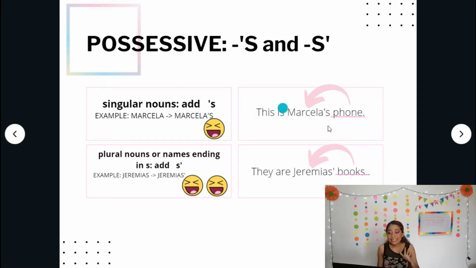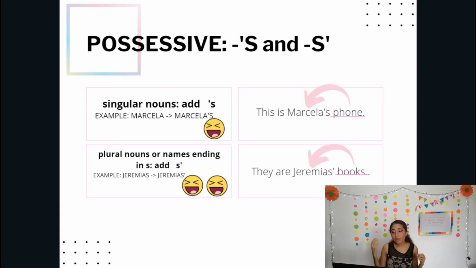So this is Marcela's phone. I added apostrophe S at the end of my name. I'm singular and my name is like normal. Why do I say normal? Porque mi nombre no termina con S. When we have a name that ends with S, cuando tenemos un nombre que termina con S, la regla cambia.